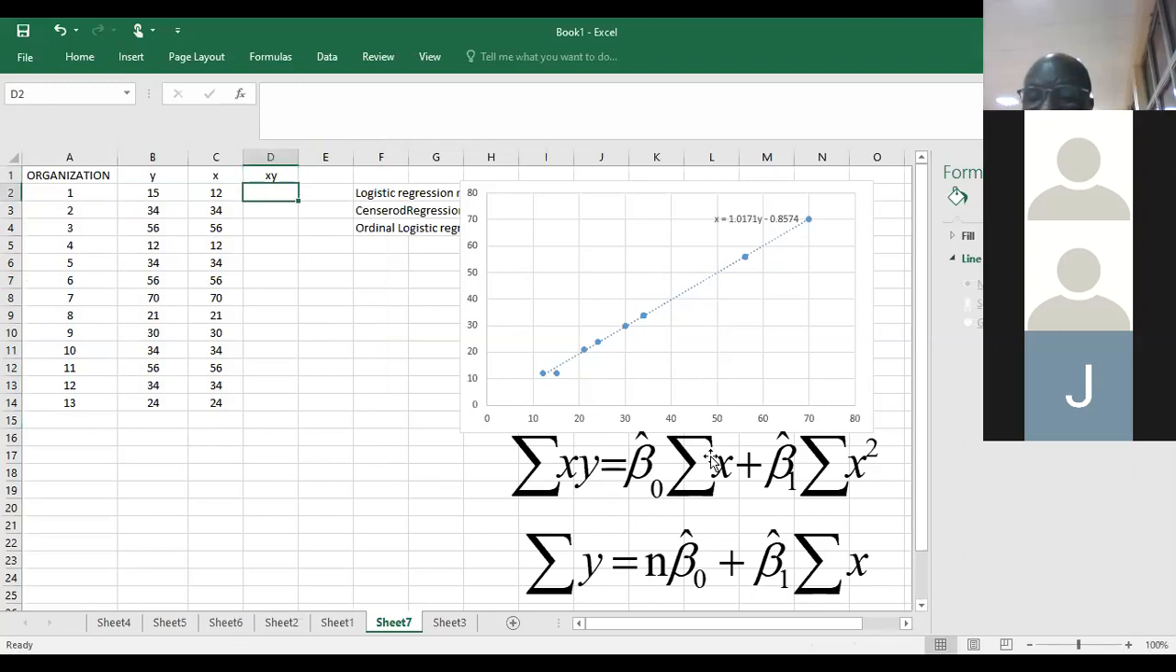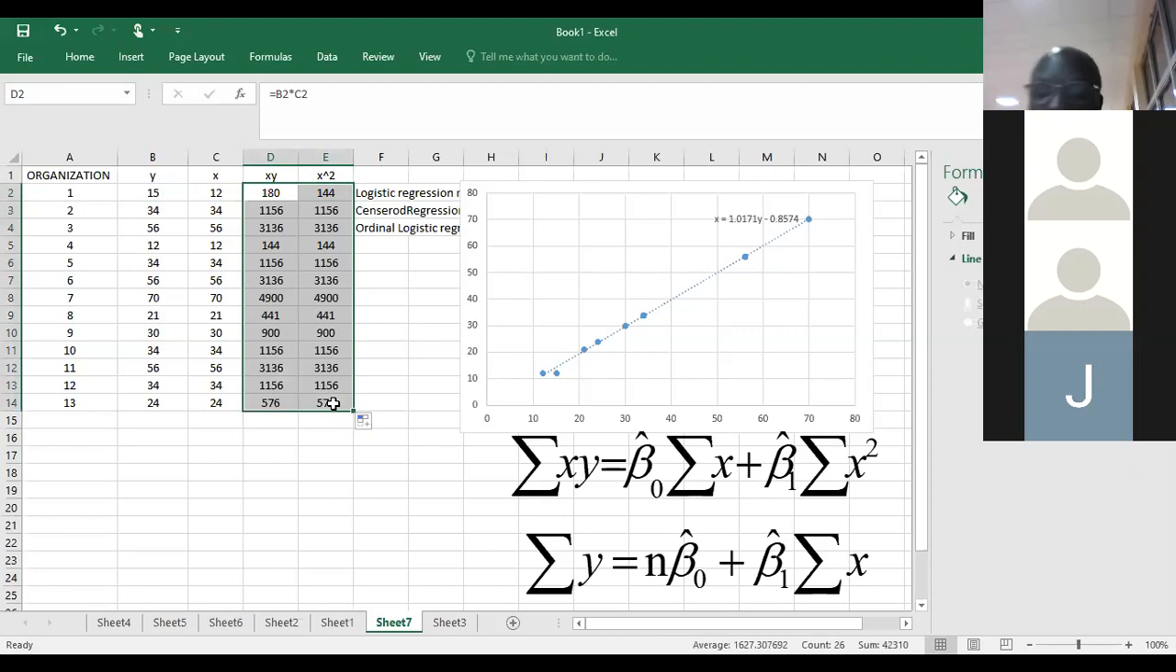Then what other column do you need here? You see this? X squared. And that's it. So I need xy, which is just this times that, and I need x squared, which is just this. That's it. Then I copy everywhere. What do I do with those things? All of them, you sum them.